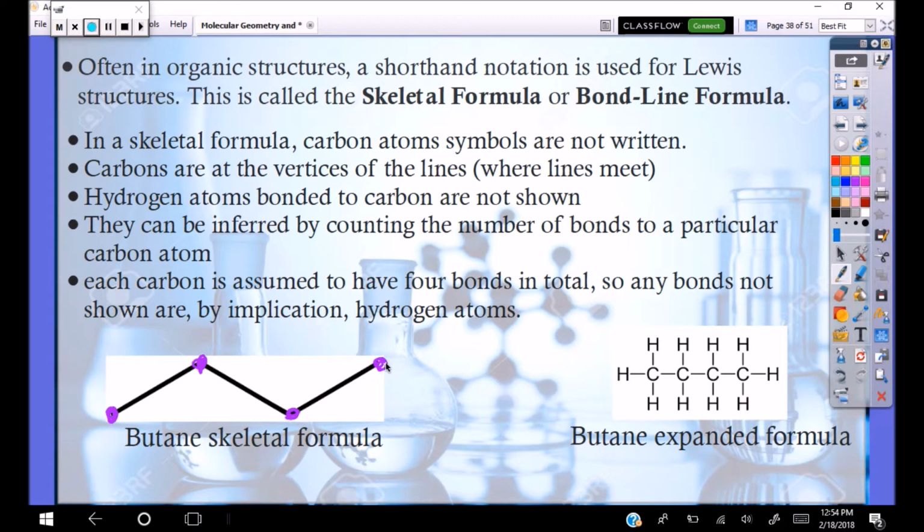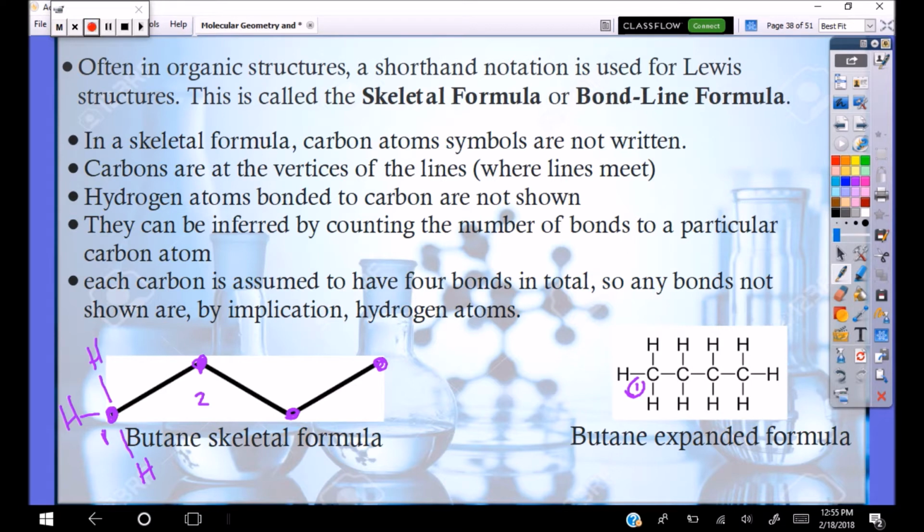We can infer the number of hydrogens based on the number of bonds to a particular carbon atom. So, for instance, if we're looking at carbon number 1 here, carbon number 1 doesn't have anything else bonded to it that we can see, so we assume that the remainder of those bonds are hydrogens, which means because carbon can form 4 bonds in total, it's assumed that there are going to be 3 additional hydrogens sticking off of here. Okay, and that makes sense if you look over here. This is the same thing, carbon, and there are in fact the 3 hydrogens.